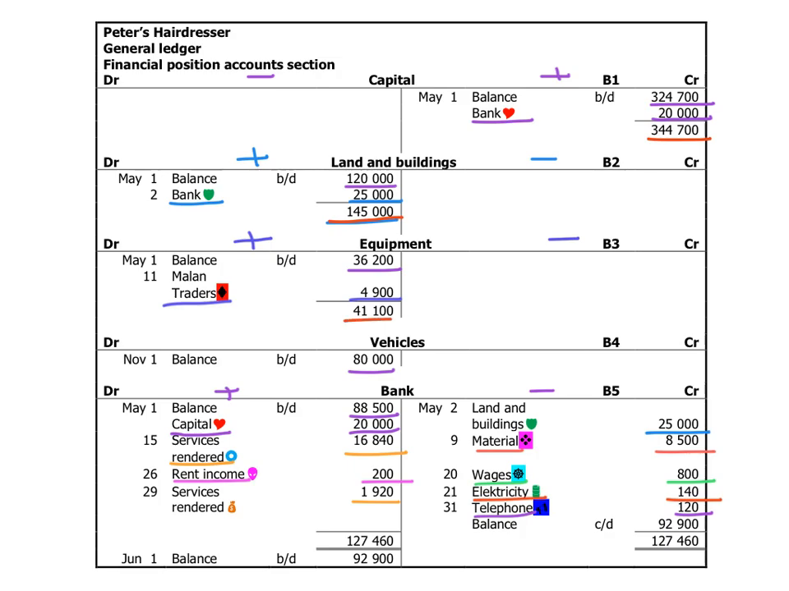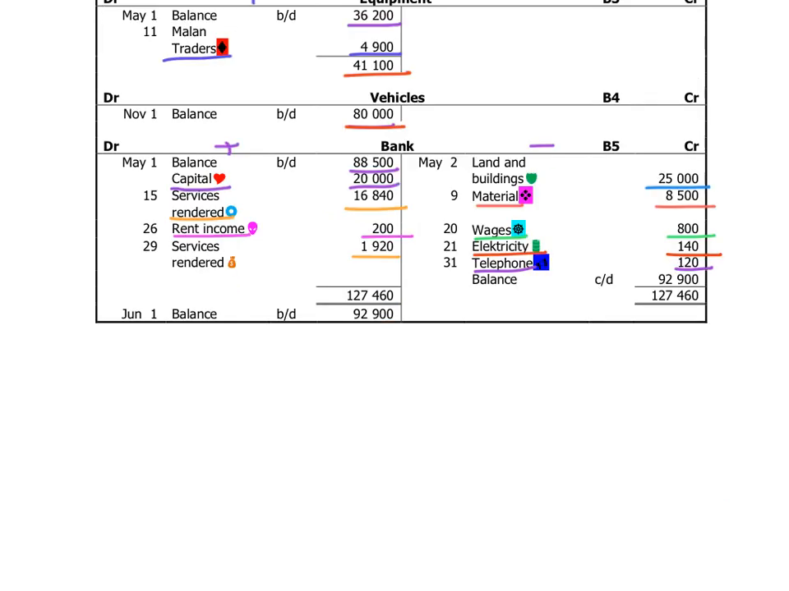The same with the equipment. Vehicles, we only have one amount, so this amount will go on the debit side of my trial balance. In the bank account, we've got amounts on the debit side and the credit side, so we have to work out a balancing figure. The debit side is bigger than the credit side, so I will add up all the amounts on the debit side, then I will take the total on the debit side and subtract all the amounts on the credit side to determine the balancing figure.